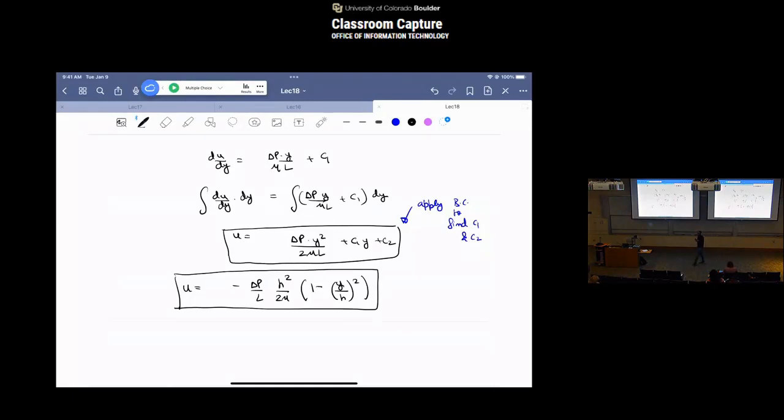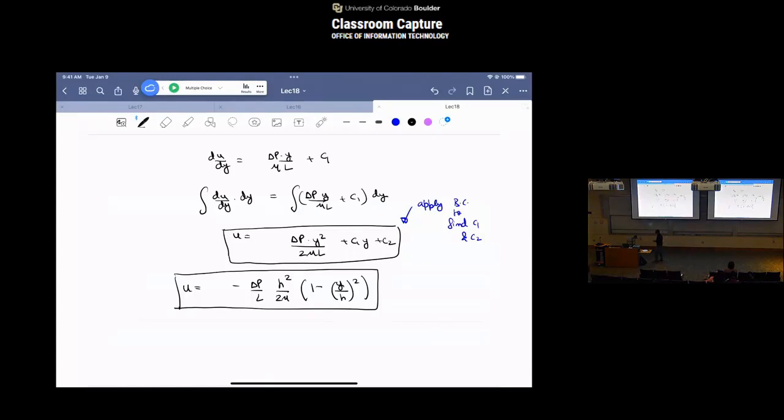Some notes: if delta P is 0, I don't get any velocity, which makes sense. If I'm not applying a pressure difference, I will not get a velocity. There is a comment here about delta P being negative, which is correct. Only if my delta P is negative, I get a positive velocity profile, which is what I see here. That's why there is a negative sign in the initial value.